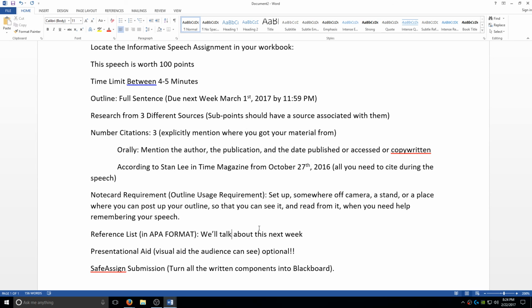And I hope that makes sense. I found it more helpful as the semester went on last semester than it was inconvenient, even though it might sound inconvenient right now. But anyway, that's what it means: for that part of the assignment, it means turn all your written components into Blackboard.